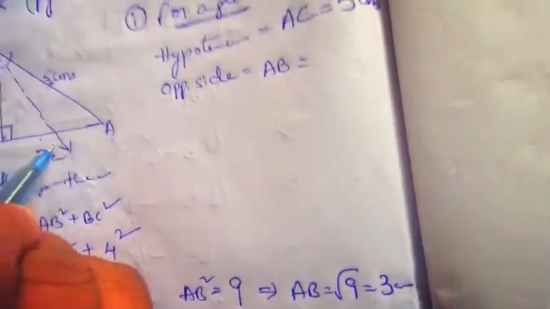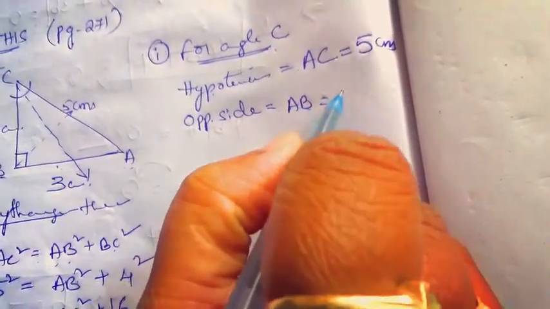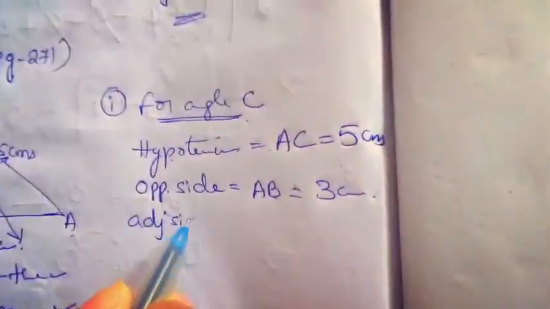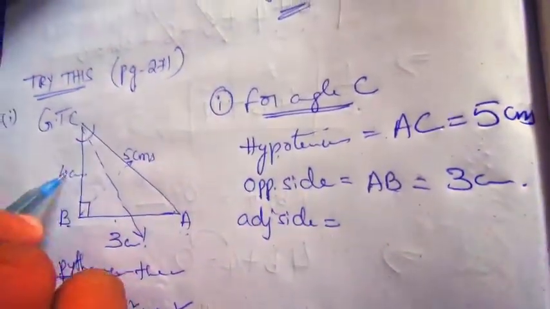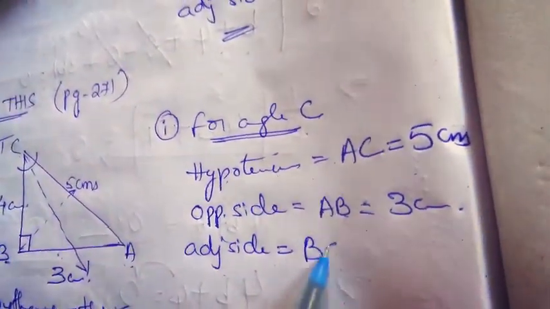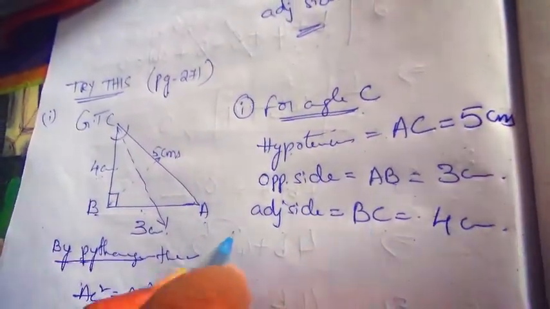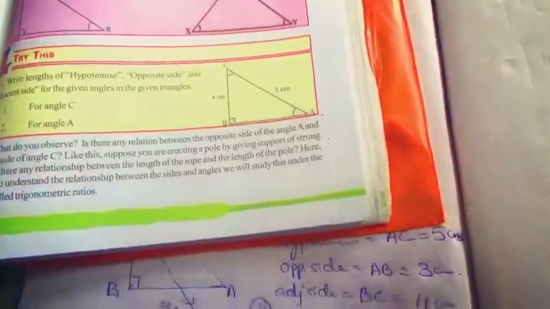Okay, 3 centimeters. So what is AB here? 3 centimeters. What is the adjacent side for this BC? What is the BC value? 4 centimeters. Second sum in this, for angle A also we have to write like this.